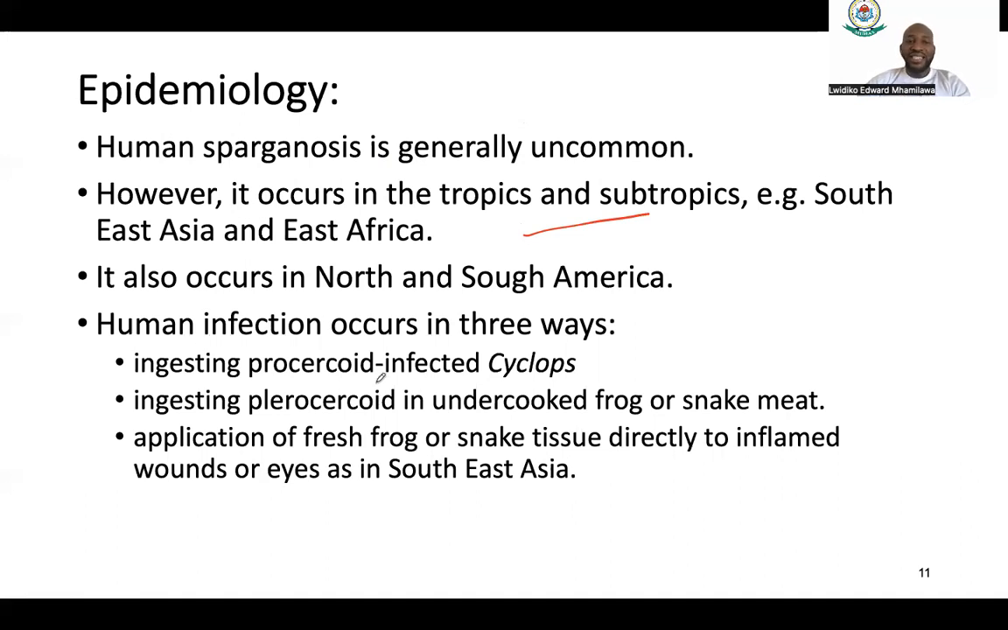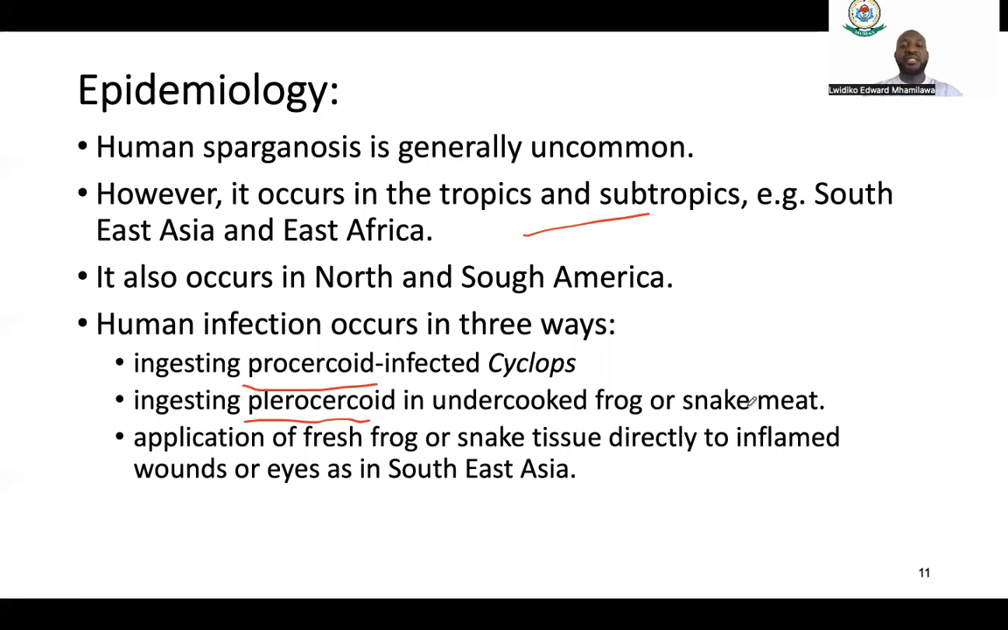As I said, you ingest the procercoid infected cyclops, known as crustaceans, or alternatively, you could ingest the plerocercoid in undercooked frogs or snakes. These are the people who eat frogs and snakes as their food. And also there are medical practices where they take the skin of frogs or snakes and apply it on wounds or in eyes as treatment for some health problems in Southeast Asia. This is a traditional medicine practice that seems to have helped them over the years.